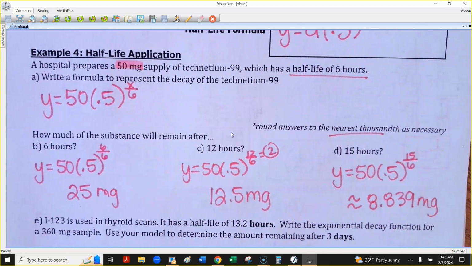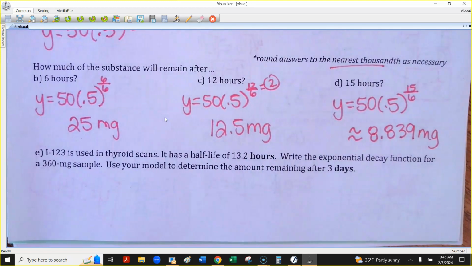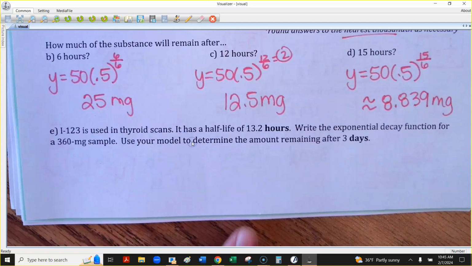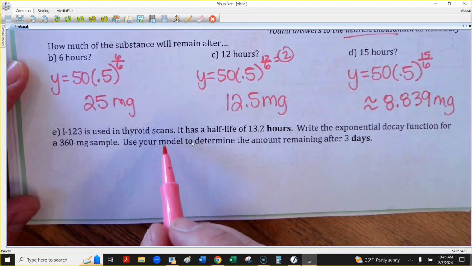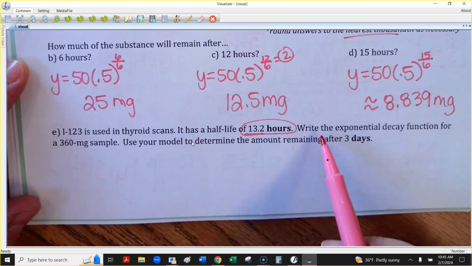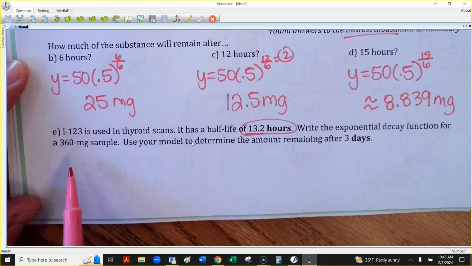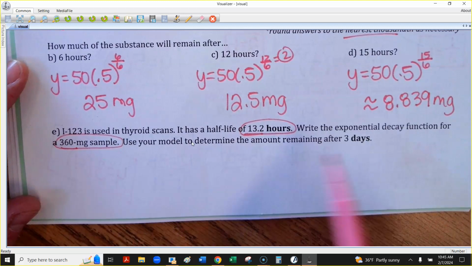Okay, I want to do one more with this, but this one's tricky. So the time for x has to be in the same units as the half-life. So for this guy right here, this says I-123 used for thyroid scans. The half-life is 13.2 hours. Write an exponential decay function if you have a 360 milligram sample, and then how much is left after 3 days.